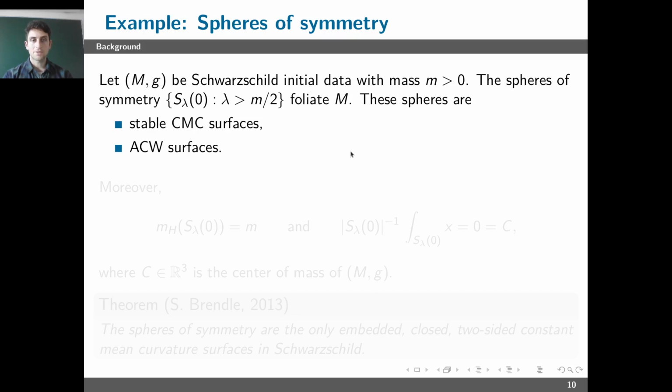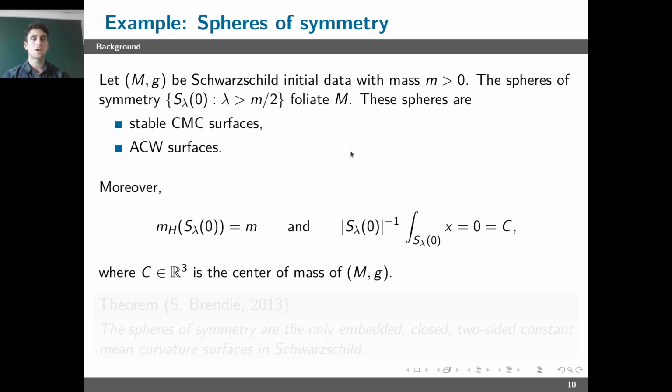Okay, and now there's a few more things that you can check. If you compute the Hawking mass of each of these spheres, this turns out to be equal to this number m over here. And this is of course the quantity you would expect because these spheres enclose a black hole that has mass m, and apart from that there's no matter in the Schwarzschild space because it's a vacuum solution. Moreover, you can also compute the barycenter of these spheres, which is of course equal to the origin, and the origin corresponds to the Hamiltonian center of mass of the manifold. So somehow these spheres seem to capture the physics of the Schwarzschild space in a very canonical way.